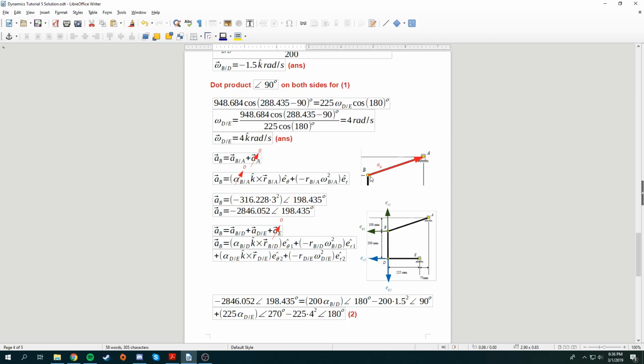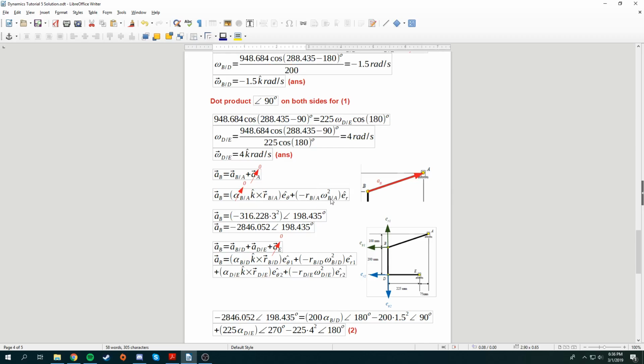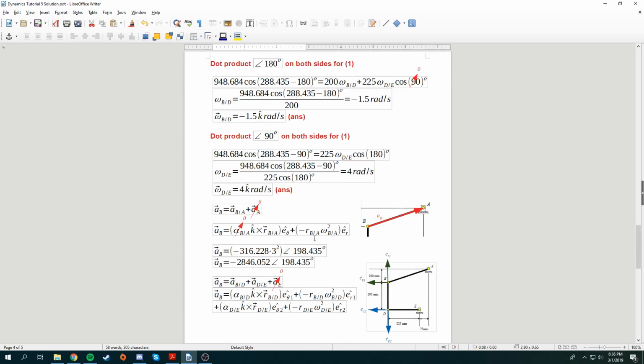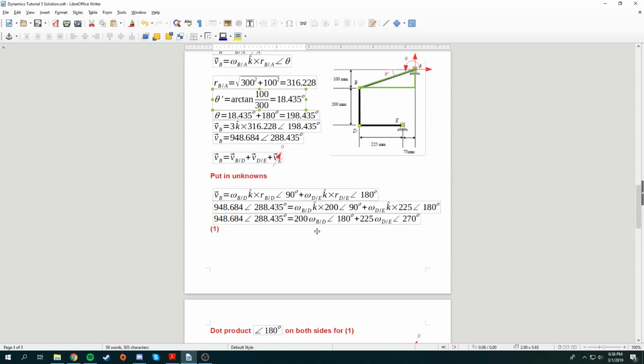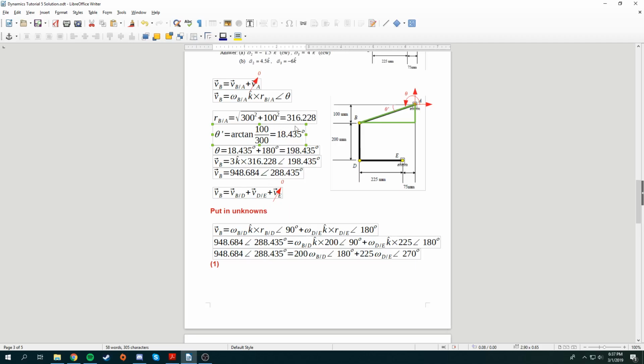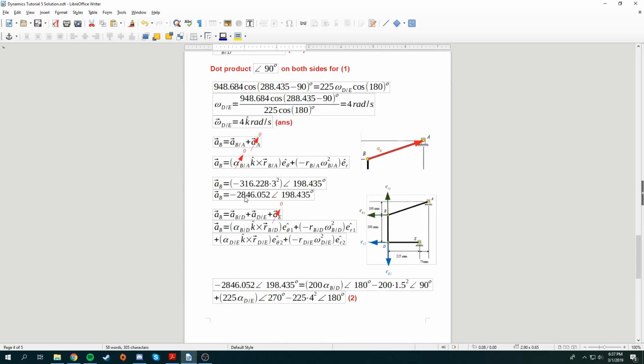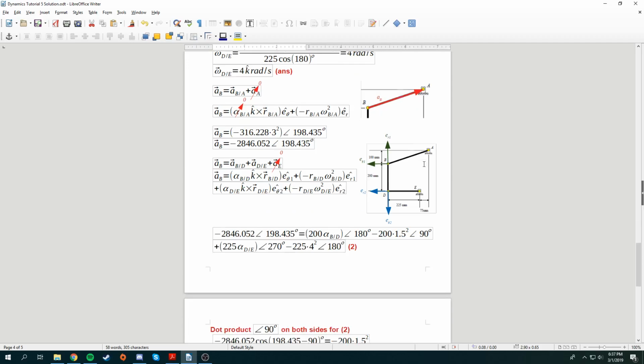Hence, the absolute acceleration vector looks something like this. I put in whatever I know, because r b from a I calculated previously, and omega b from a is given to us. r b from a is what we calculated using the Pythagoras theorem over here. See? So very simply, I can find that the acceleration of b from a is 2846.052 in the 198.435 degrees direction.